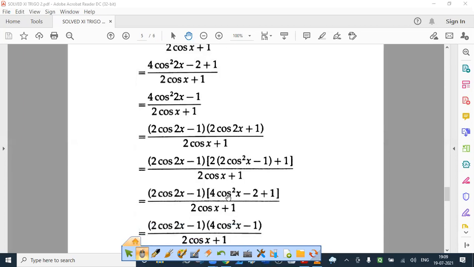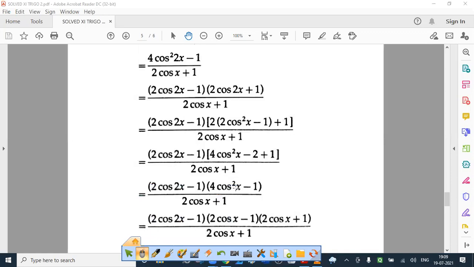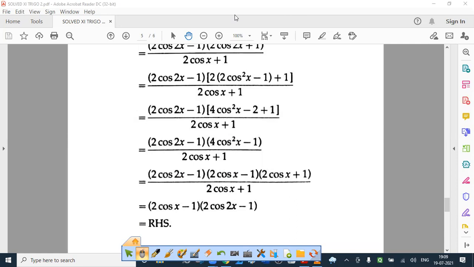Open the bracket to get what? To get 2 cos 2x minus 1 as it is. And this is 4 cos square x minus 1. What are the factors? 2 cos x minus 1, 2 cos x plus 1. This gets cancelled, 2 cos x plus 1. What remains is this, which is nothing but the right hand side.